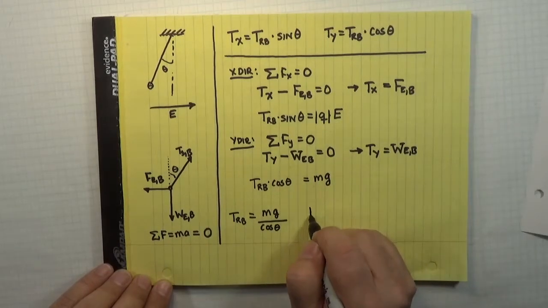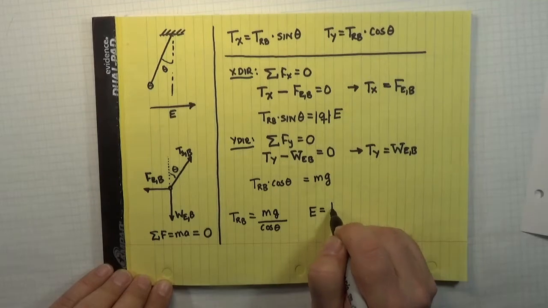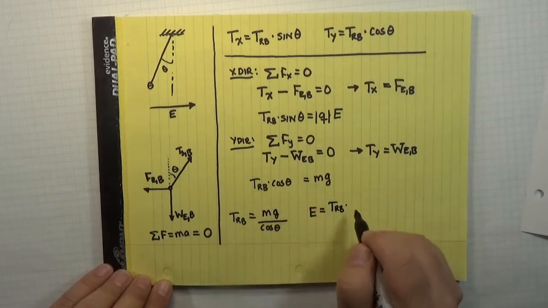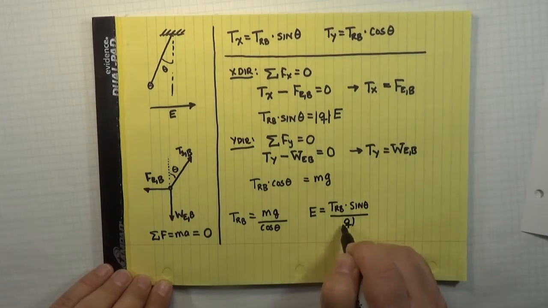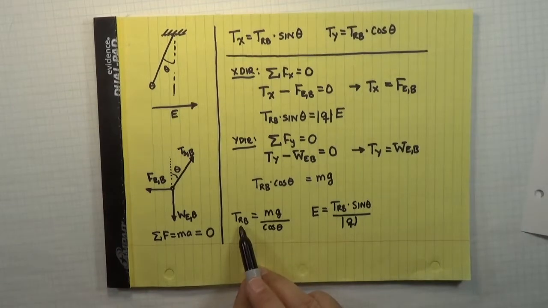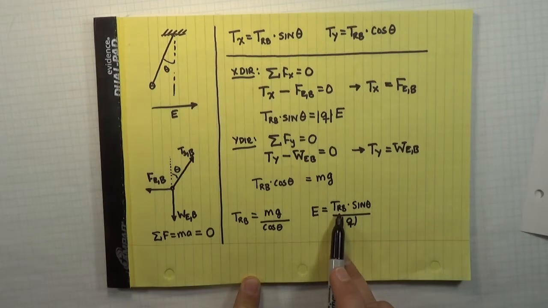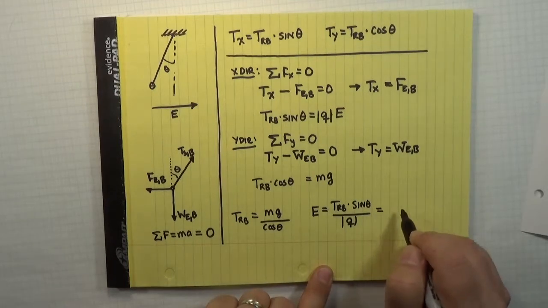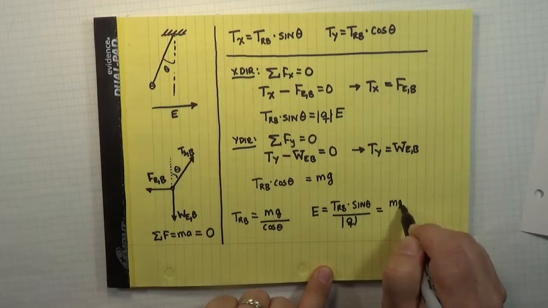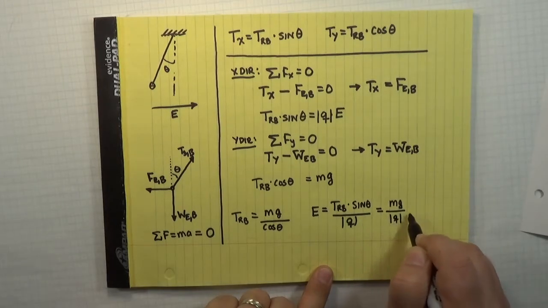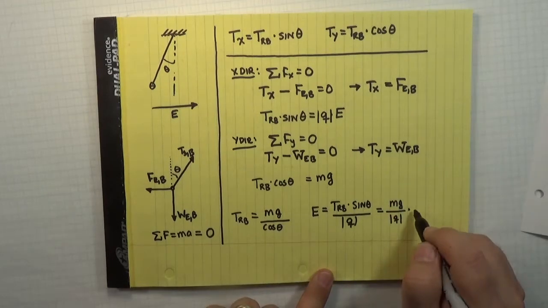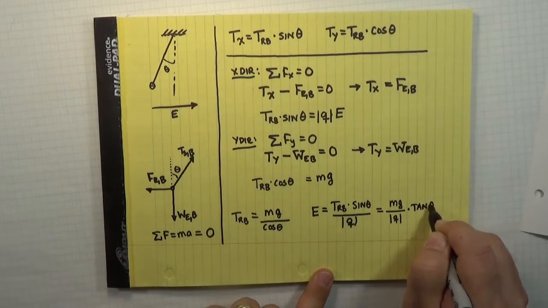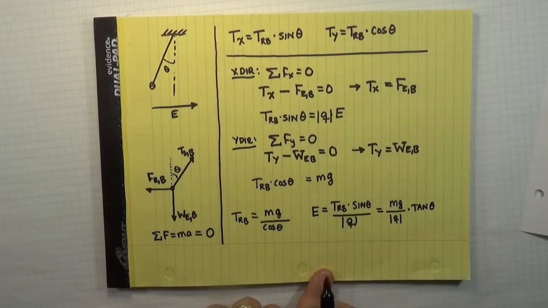And the electric field is equal to the tension of the rope on the ball, whatever it might be, times the sine of theta divided by the absolute value of the charge. I can take this expression for the tension of the rope on the ball. I can substitute it in there for the T. And so this gives me mg over the absolute value of Q times sine of theta divided by cosine of theta. And that is the tangent of theta. Okay? So, I know the mass.